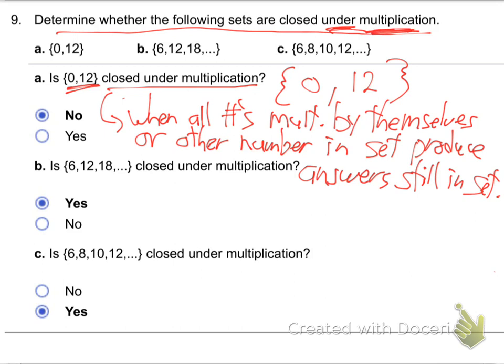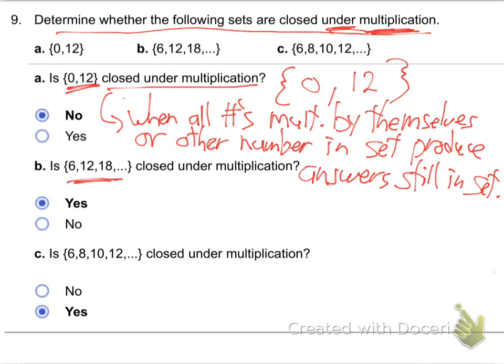What answer's not? You can see the answers. What gets out of the set? 12 times itself. Yeah, 12 times itself. 12 times 12, 144. That's not in the set. So that system is not closed under multiplication. There's a way out for multiplication in that set. Let's try the next one.